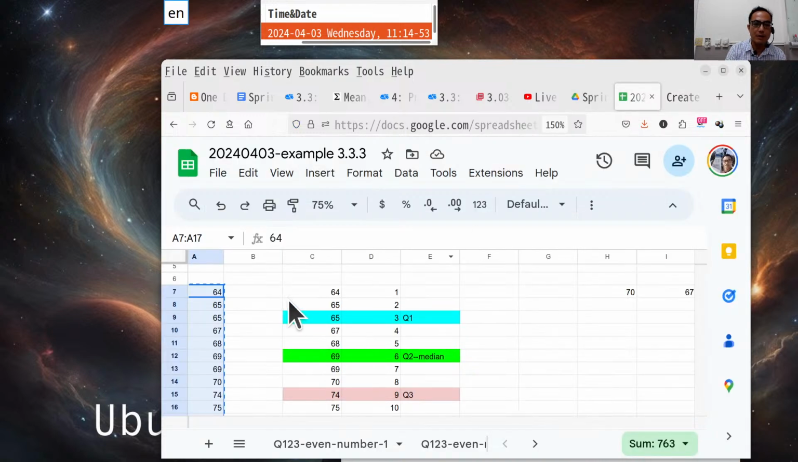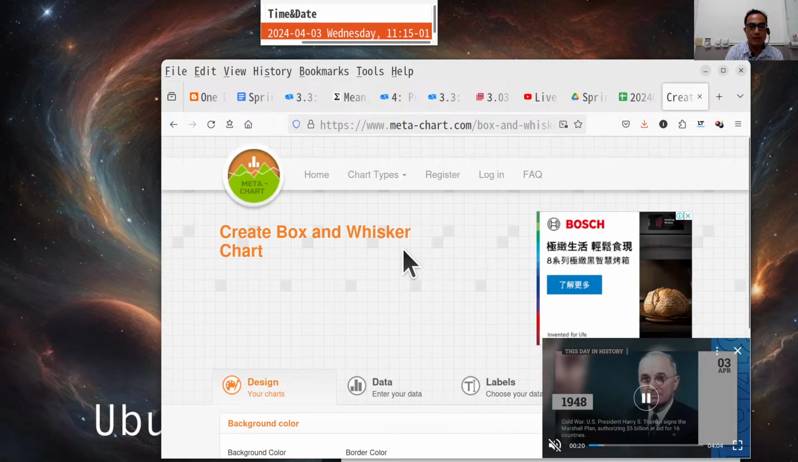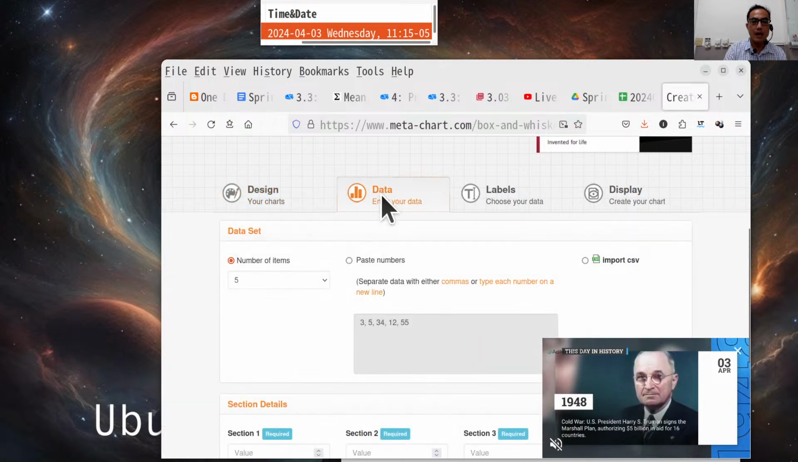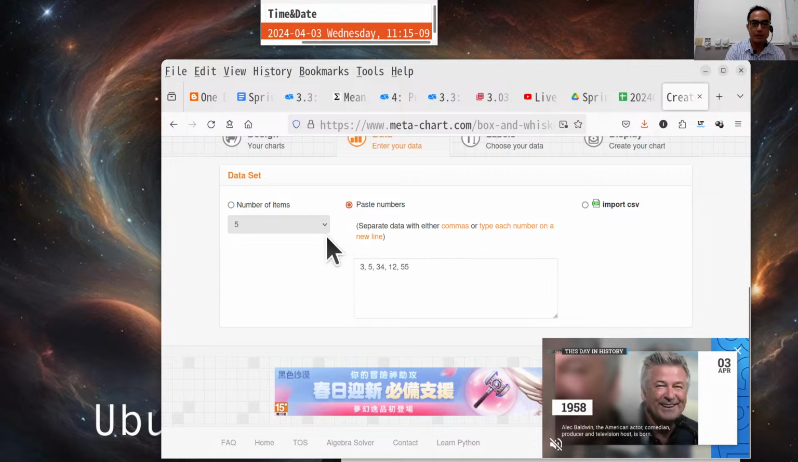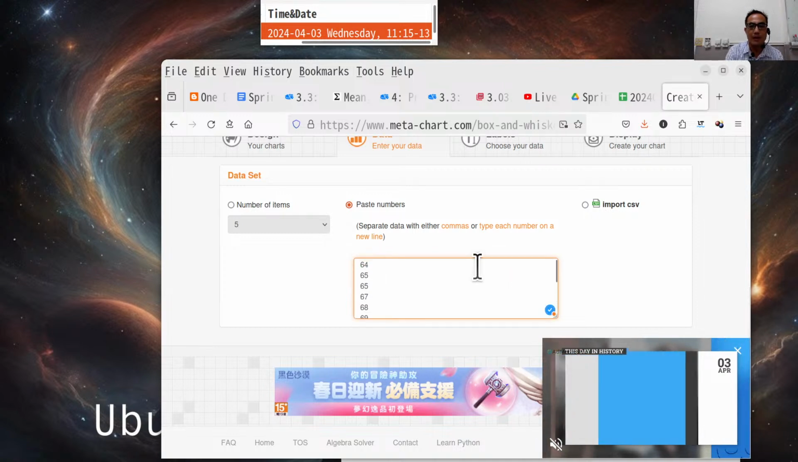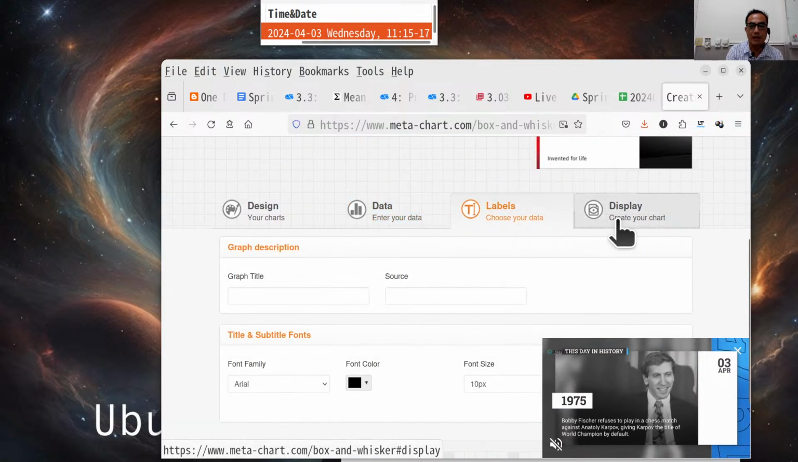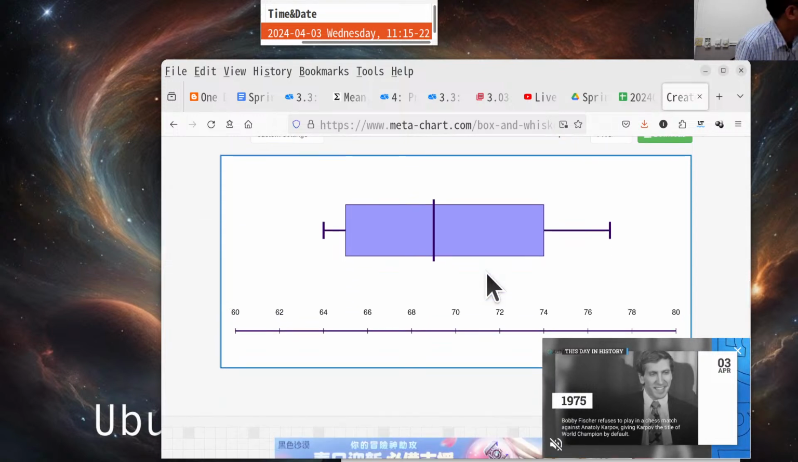Okay. Well, for example, if I select the numbers here, copy, and go to this online application, I paste the numbers that are here, then go to next label. No, I don't need a label, and display. Here is the answer.